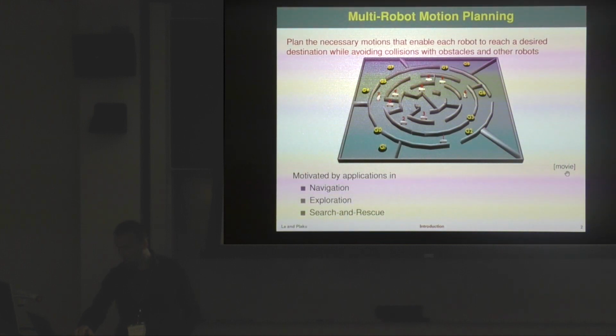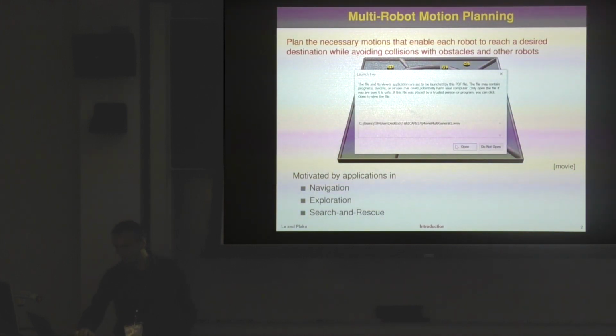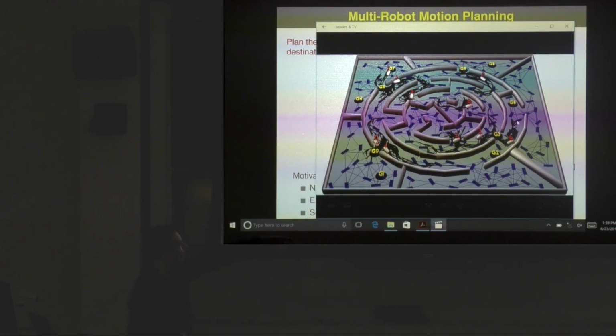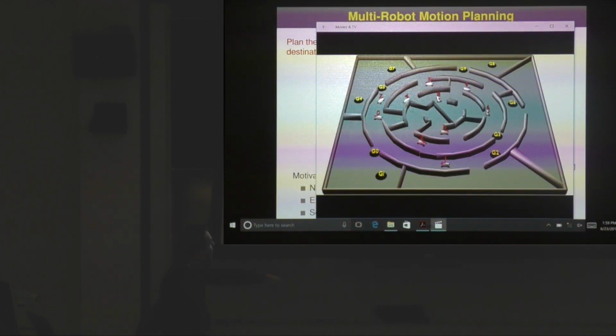So here's a movie of a solution obtained by our planner for a fairly complicated instance. Here you have 10 car-like robots, and their objective is to go to the different goals that are marked. So robot 2 in there needs to go to goal 2, robot 1 needs to go to goal 1, and so on. And the motions that you see in here, they are all dynamically feasible, and they also need to avoid collisions with the obstacles and each other. There's no explicit coordination in the framework.